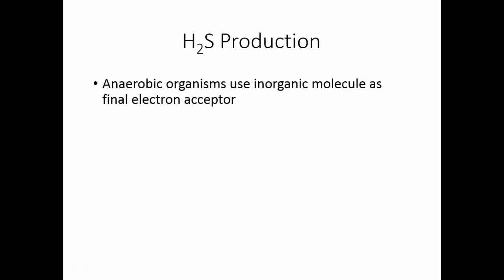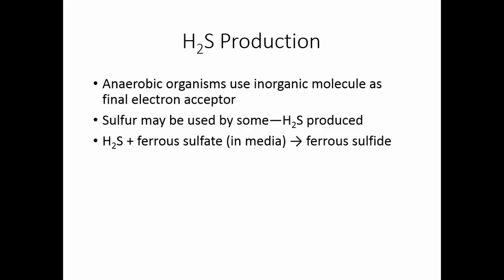Let's look first at hydrogen sulfide production. You'll remember that anaerobic organisms use an inorganic molecule as their final electron acceptor. Some organisms use sulfur as that final electron acceptor, and instead of producing H2O like aerobes do, they produce H2S. Hydrogen sulfide will react with ferrous sulfate, which is incorporated in the TSI media, to make ferrous sulfide. Ferrous sulfide is a black precipitate.